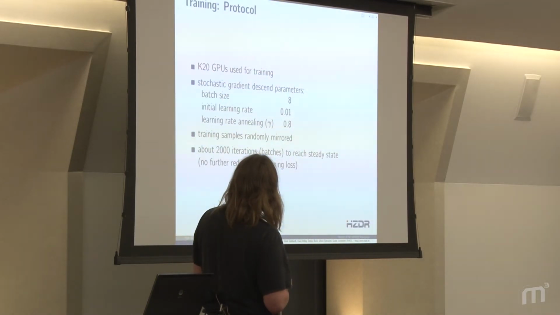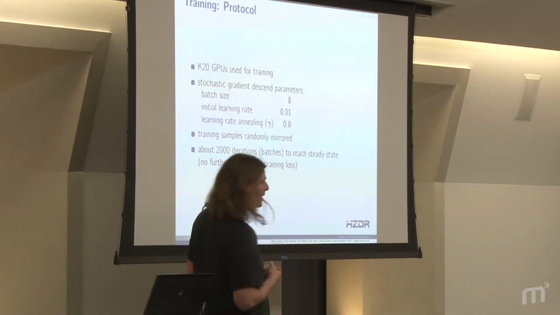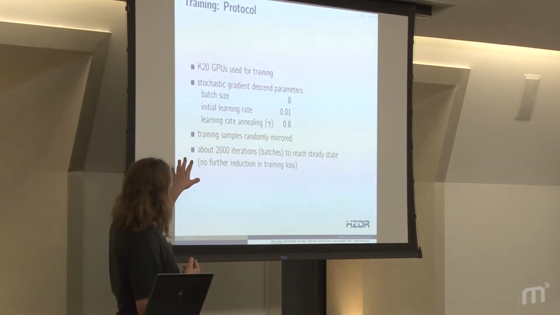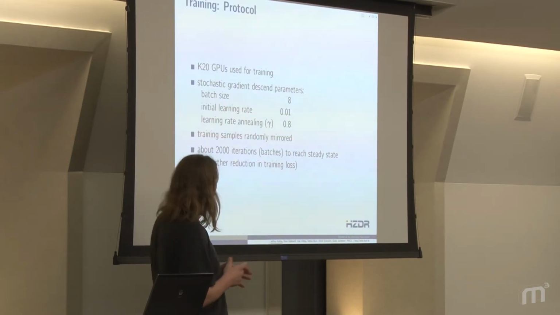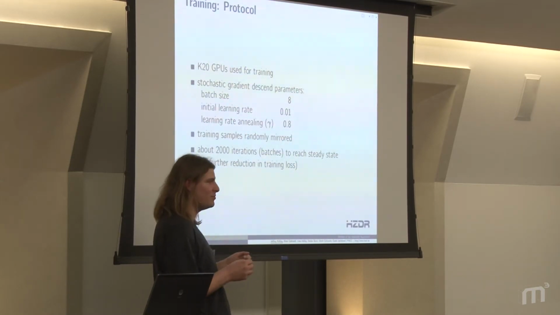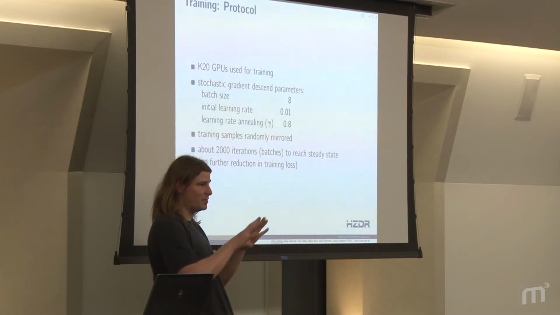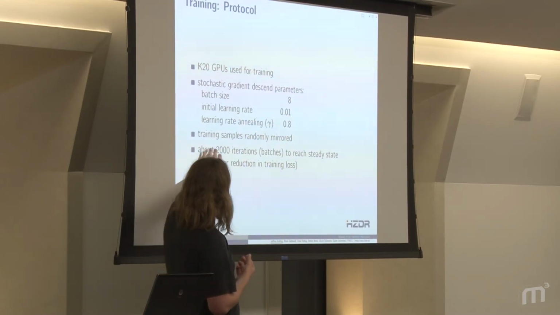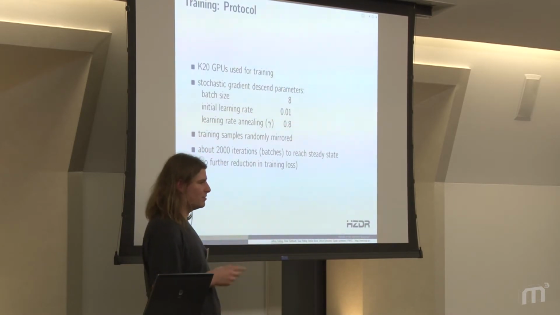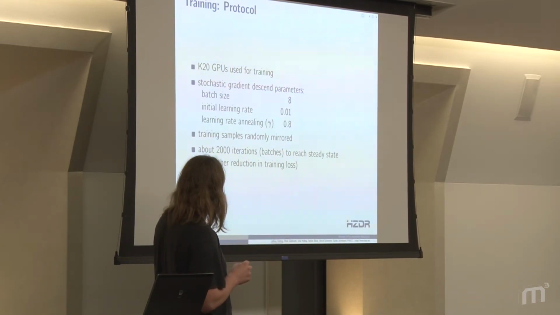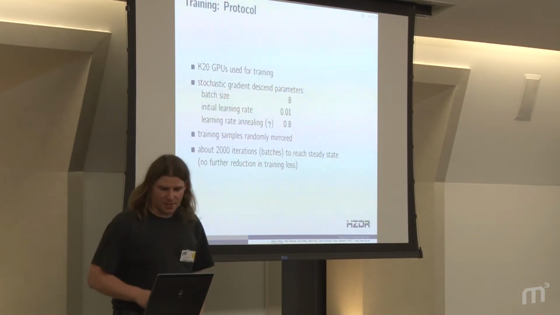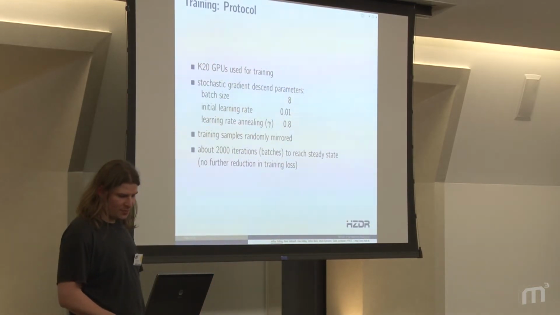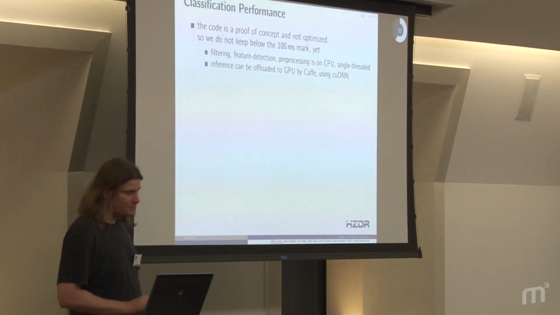A bit of technical details. We use some K20 GPUs for training, with the training parameters, and we don't do much data augmentation here. We do have data augmentation implicitly in our data set because it's noisy. We let Caffe randomly mirror the images, so we do get a bit of a change of perspective in the network. Training takes about 2,000 iterations. It's a small training set, so that's fine. We will look at the loss at the very end of the talk, actually.